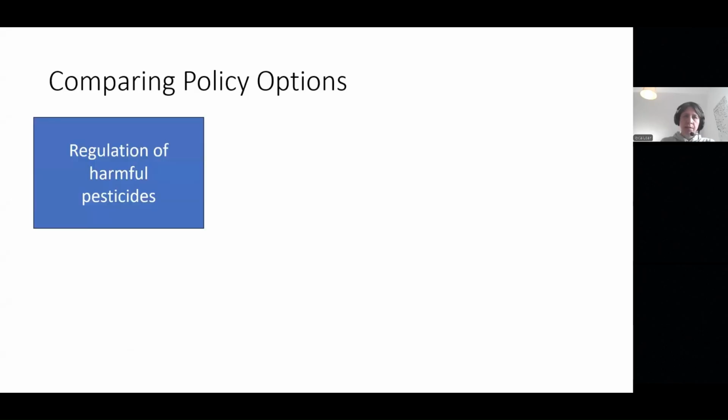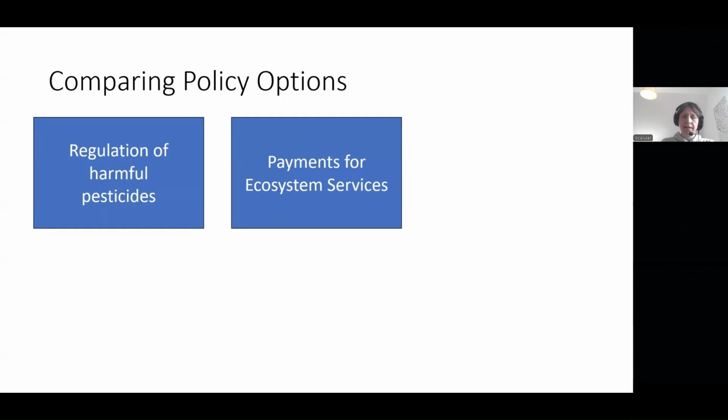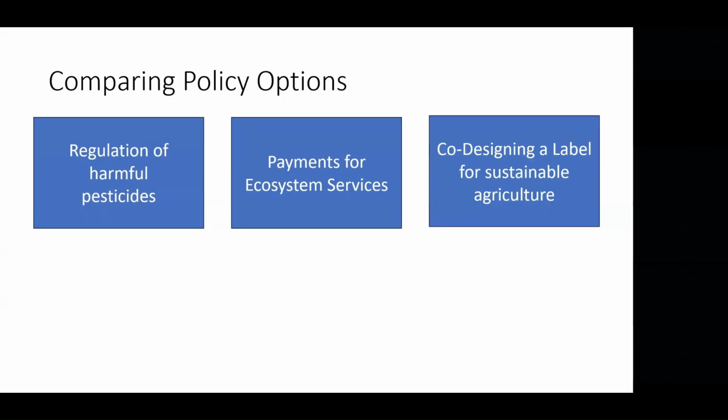So we compared different policy options, and we first of all defined what policy options we were looking at. One was, what would happen if we focus more on regulation of harmful pesticides in agriculture? The second option was, what about payments for ecosystem services? What if we compensate farmers for their costs if they conserve biodiversity on their fields, and we evaluate how well that also contributes to ecosystem services on a larger scale?